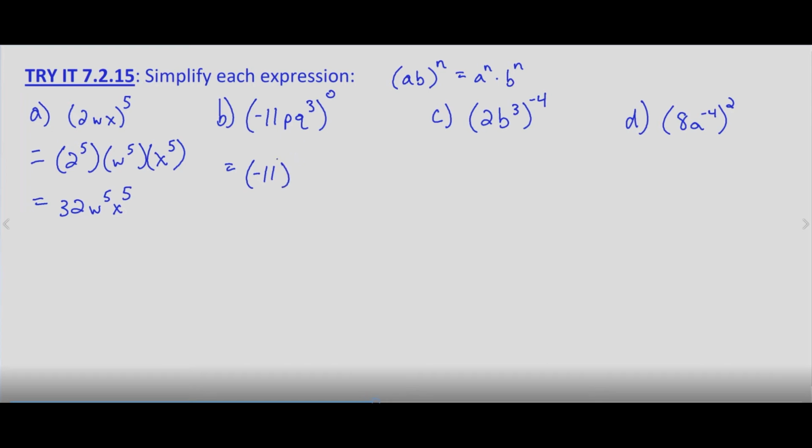So this is negative 11 to the 0 times p to the 0 times q cubed to the 0, which equals 1 times 1 times q to the 3 times 0, which equals 1 times 1, which is just 1, so we're left with q to the 0, which equals 1.